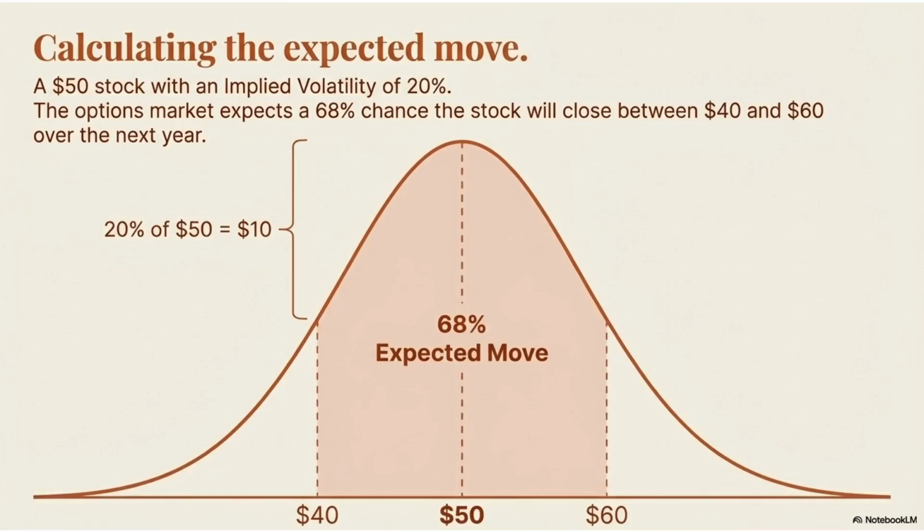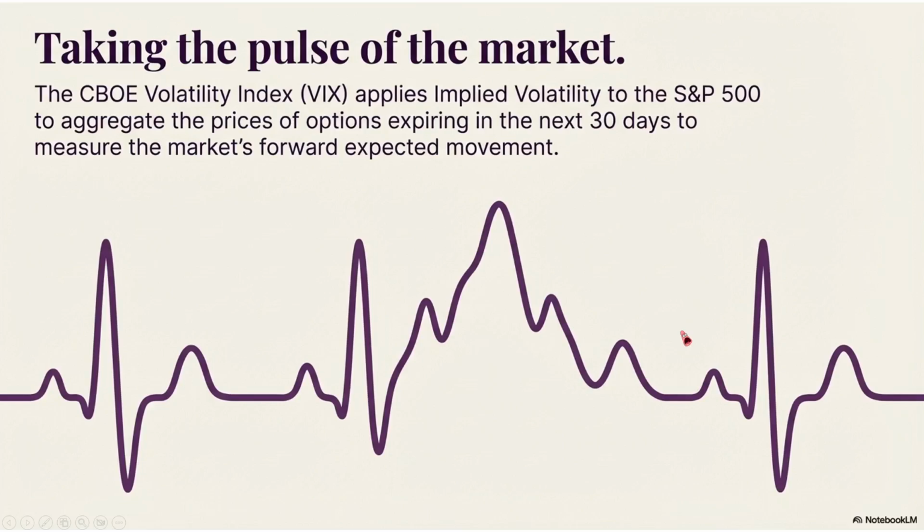Let's put that into a real-world calculation. If you have a $50 stock with implied volatility of 20%, 20% of $50 is $10. So there is a $10 move. Because the implied volatility represents one standard deviation, this means that the options market expects a 68% chance that the stock will close somewhere between $40 and $60 over the next year. That's what we mean by one standard deviation.